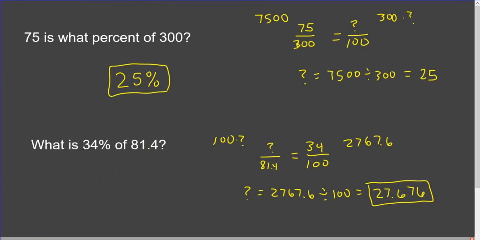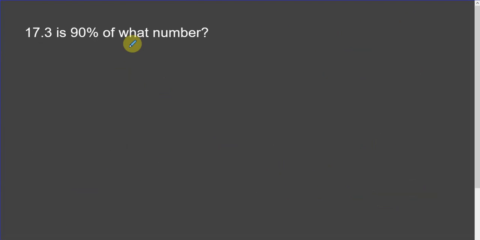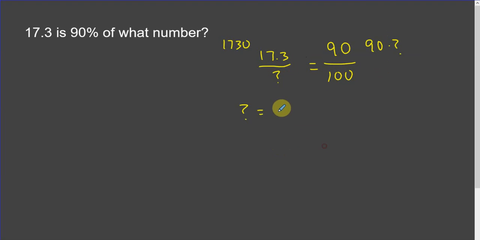Okay. And so now one more permutation. You can be asked for the of number. So 17.3 is 90% of what number? So again, we've got 90. That's the percent, so that's always out of 100. And it's 17.3 out of what? So now the question mark, the unknown, goes down here. But once again, it's a proportion, and we know how to solve them. So 17.3 times 100 is 1,730. And here we have 90 times question mark. So question mark is 1730 divided by 90, which is 19.2. So that's the answer. 17.3 would be 90% of 19.2.